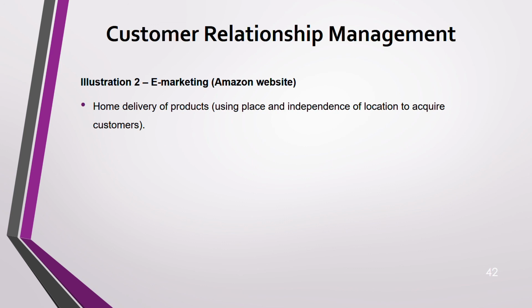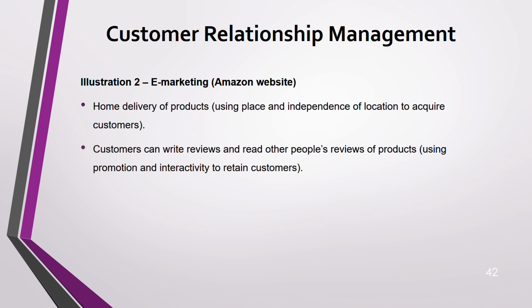Second, customers can write reviews and read other people's reviews of products. So what are they doing? Promotion. Out of the 7 P's, which P are they using? Promotion. And out of the 6 I's, which one? Interactivity, where they are giving reviews. Customers giving reviews means interactivity. To what? To retain customers, not acquire customers, because people who give reviews have been your customer for a long time. So they are already retained. You need to retain them.